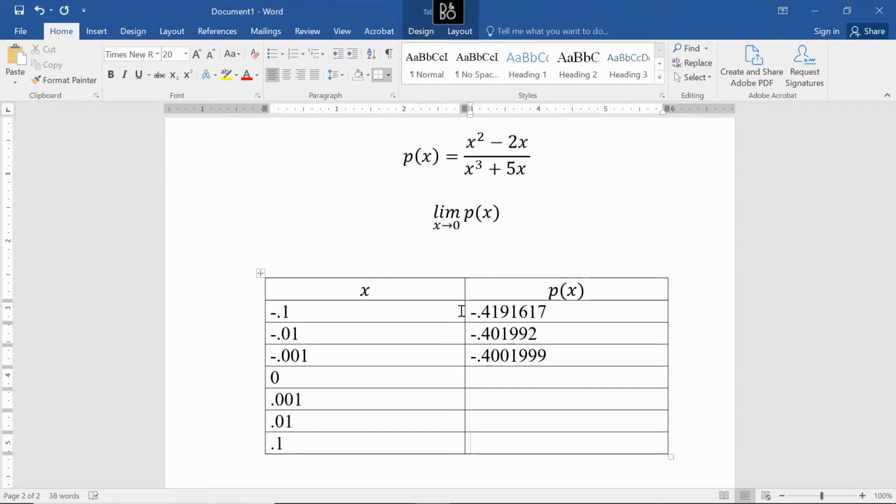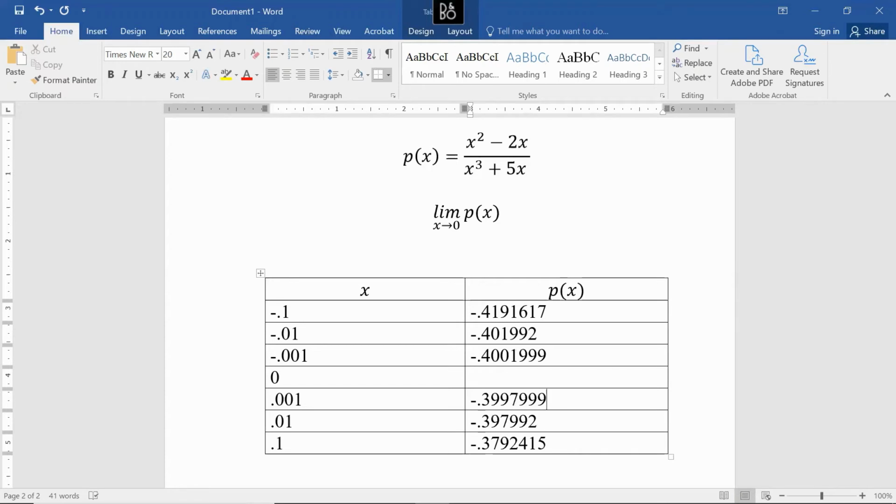If you plug in a positive 0.1, you should get negative 0.3792415. If you plug in a positive 0.01, you get negative 0.3979992. And if you plug in 0.001, you end up with negative 0.3997999.